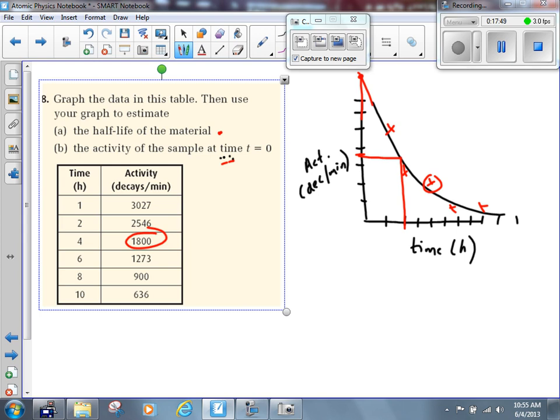Hour 8 is half of hour 4. Actually, that's a good idea. But you still run into that issue of using particular data points with that. Okay.